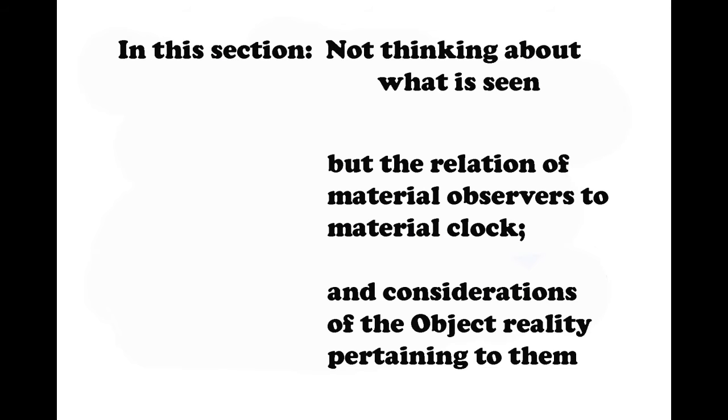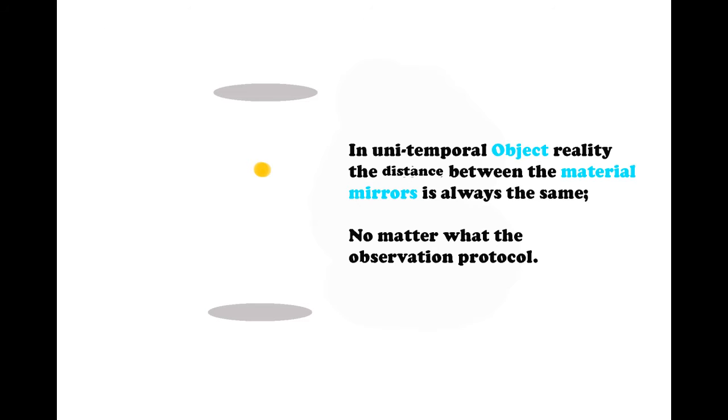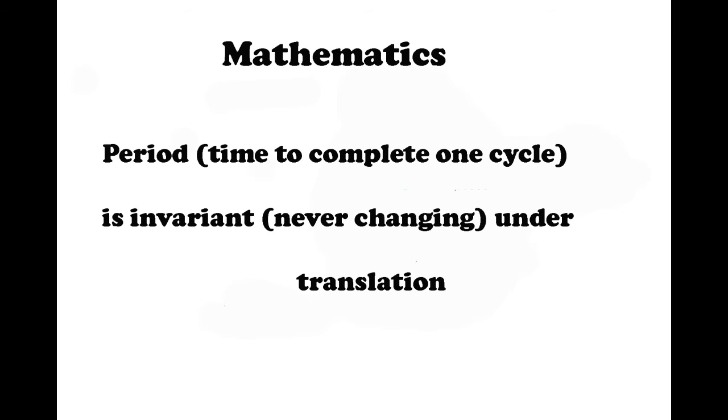For the material clock, the distance between mirrors does not change, so the tick distance stays the same, and at the speed of light the period is the same. A component of the translation should not be added to the tick length. Pythagoras' theorem is not applicable when considering the material reality of the clock. The period of the electromagnetic radiation and the period of the clock tick are mathematically invariant under translation.